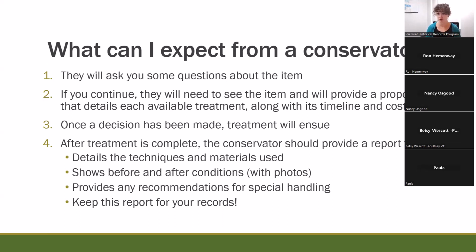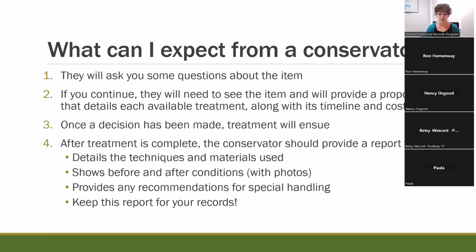When a decision has been reached about how to treat, the conservator will go forward with that treatment. And then after that treatment has been completed, the conservator should provide you with a final report that details the techniques and the materials used in the treatment, photographs of before and after conditions, and any recommendations for special handling of the item going forward into the future.